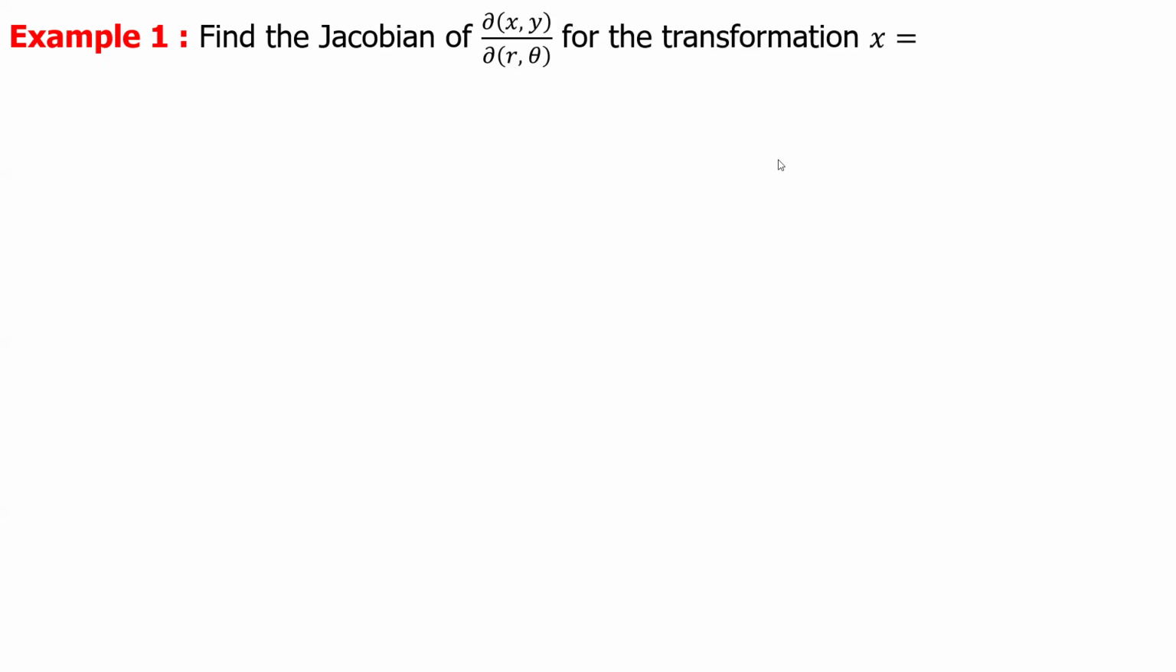In this lecture, we take an example of Jacobian. The question is: find the Jacobian of xy with respect to r theta for the transformation x equal to r cos theta and y equal to r sin theta.